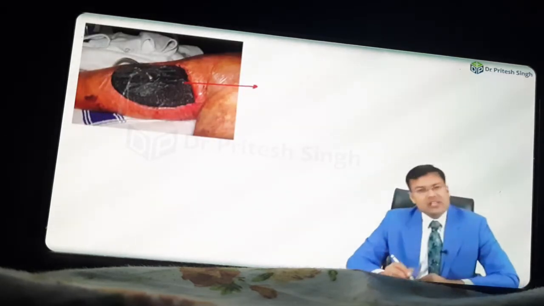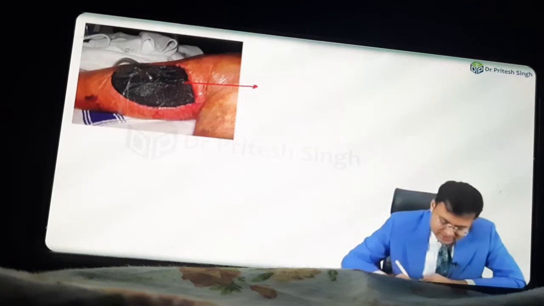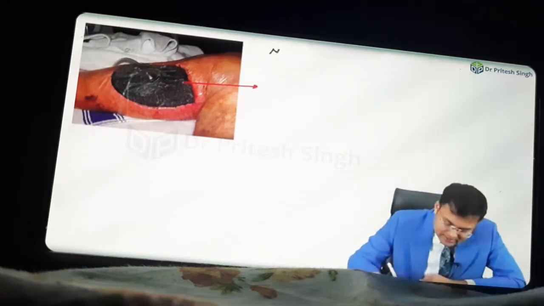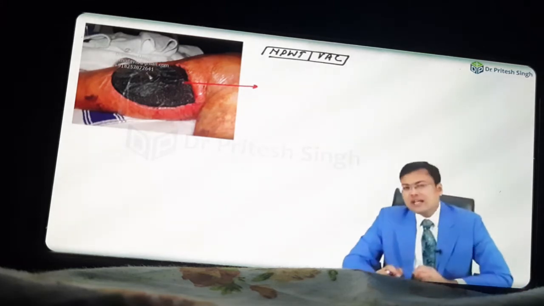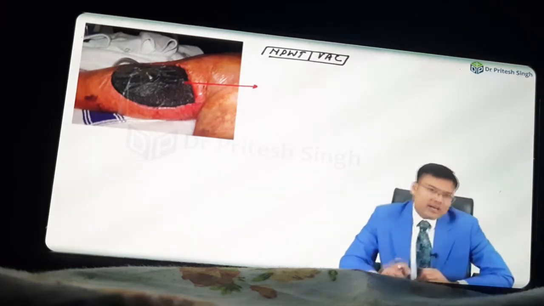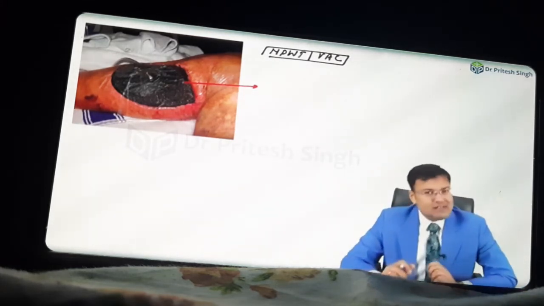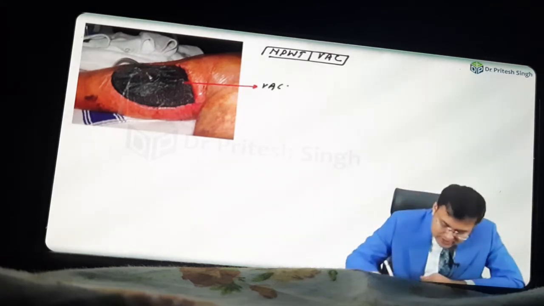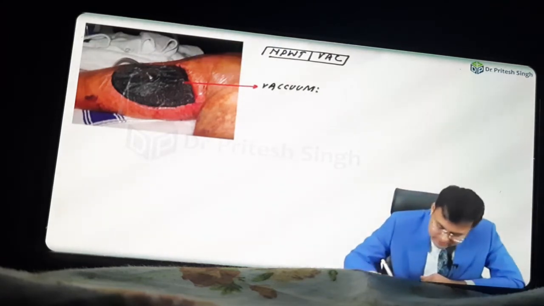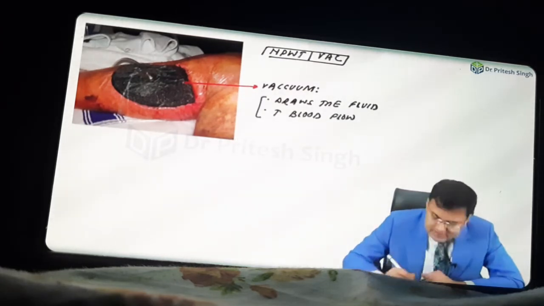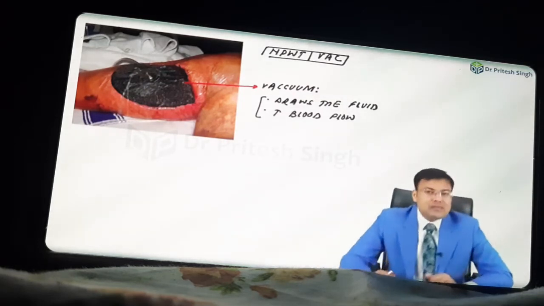Now, if you see this picture, through a specialized dressing, I'm applying the vacuum. Through a specialized dressing, if a vacuum is applied, this is known as negative pressure wound therapy, also known as vacuum-assisted closure. With the help of the specialized dressing, we create the vacuum. And what happens? It draws the fluid and it increases the blood flow to that area. It helps in faster healing.